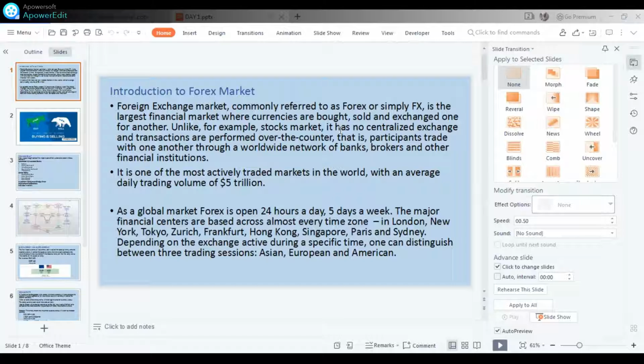Brokers and other financial institutes. Now, it is one of the most actively traded markets in the world.